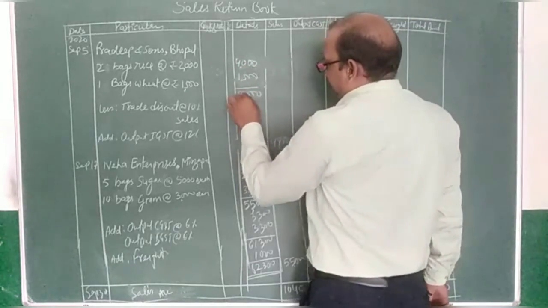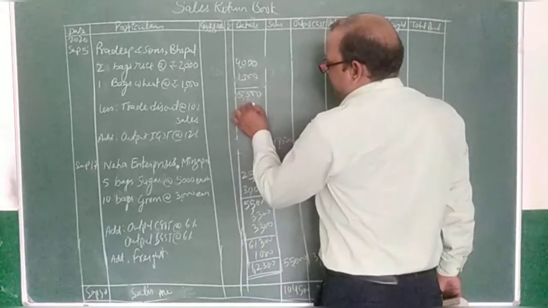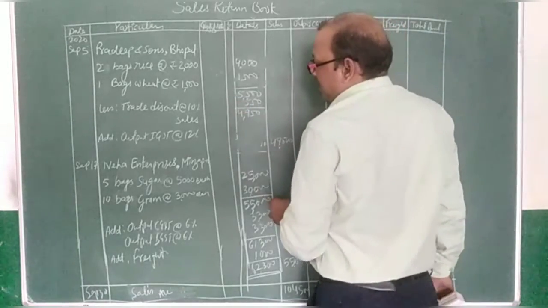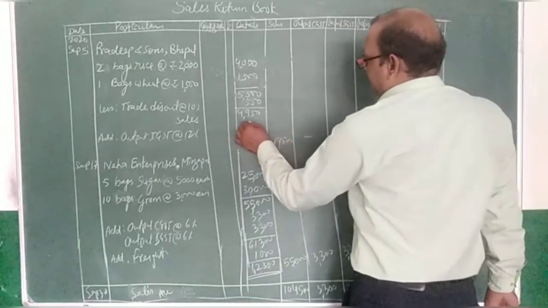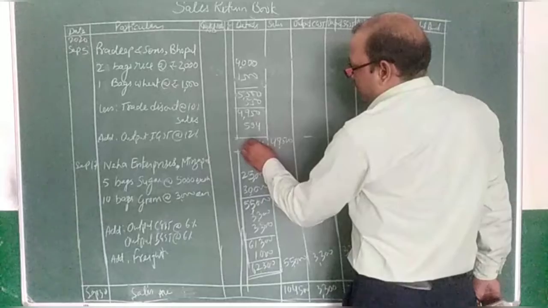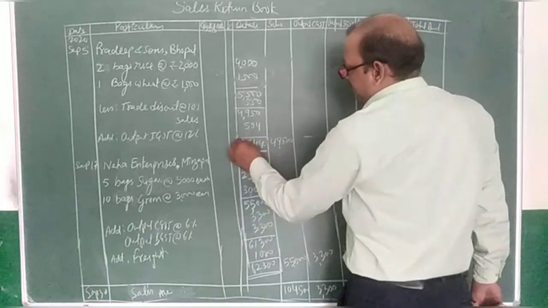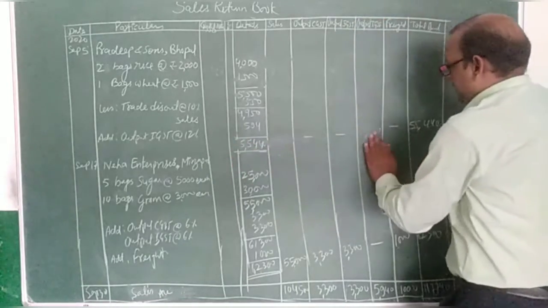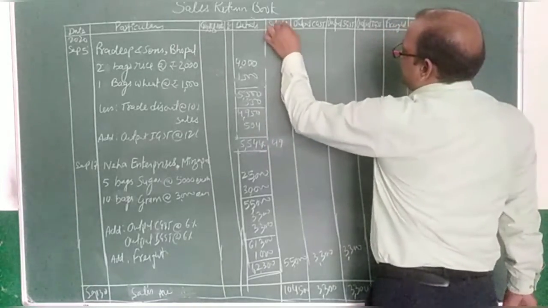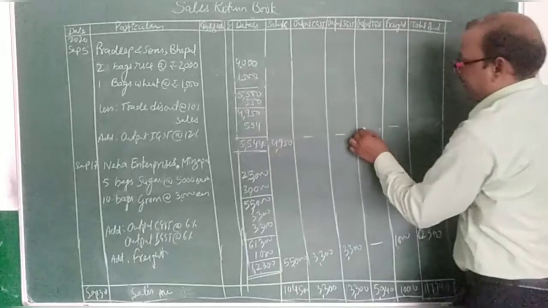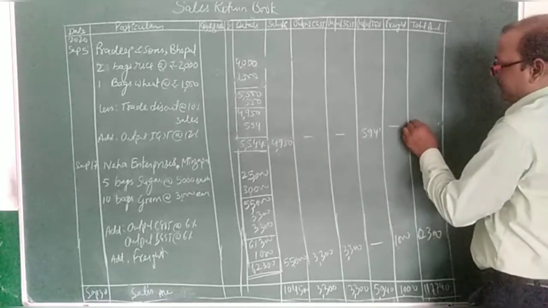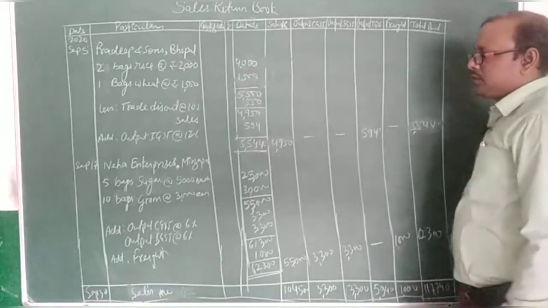Total is 5,500, and take a discount of 10%, then it is 4,950, and output GST is 594, then it is 5,544. So see, these are the changes. The amount of sales return is 4,950, 594, and total 5,544. So like this only.